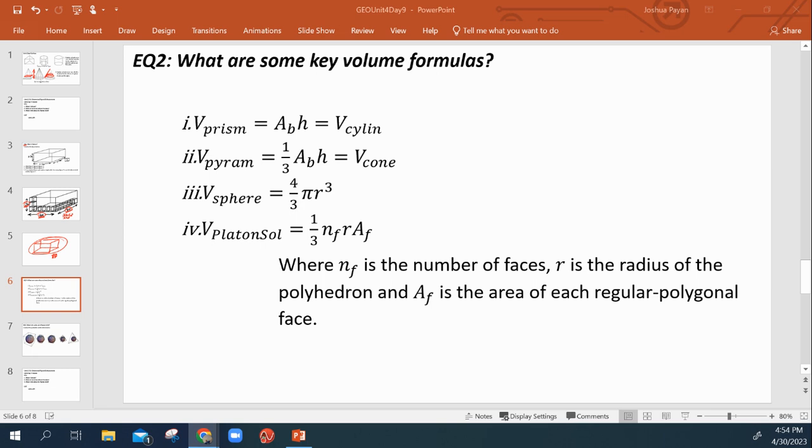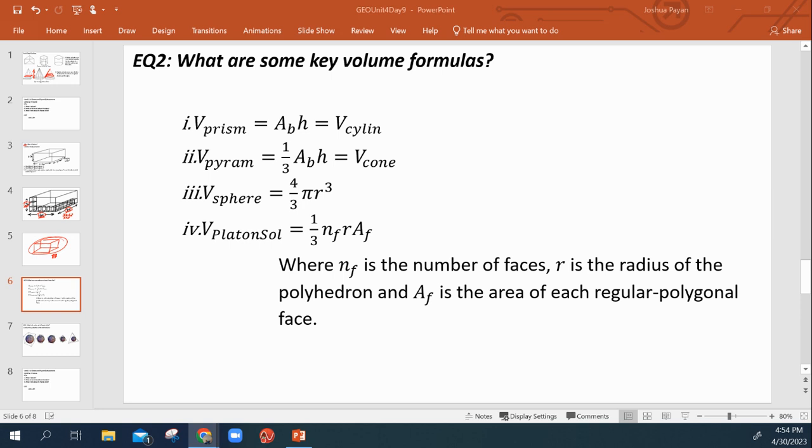Okay, so this is going to be our third and last video of day 9 of Unit 4 in geometry. And in it, I'm really going to talk about one thing more than anything else. But first, I'm leaving the formulas on this screen just in case, for whatever reason, your formula chart is terrible.